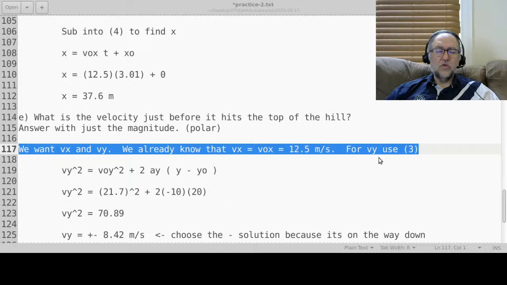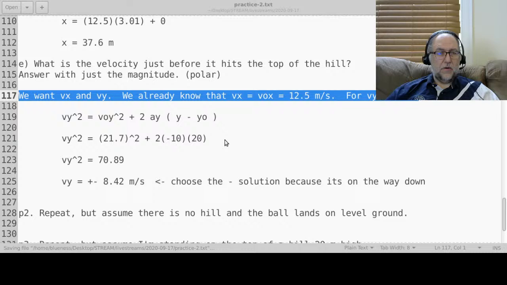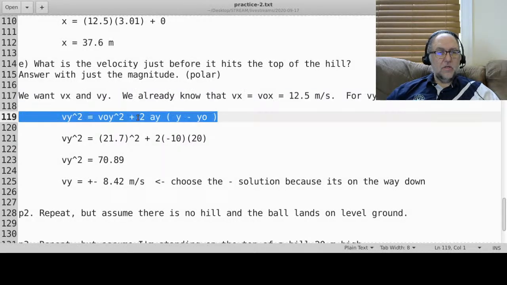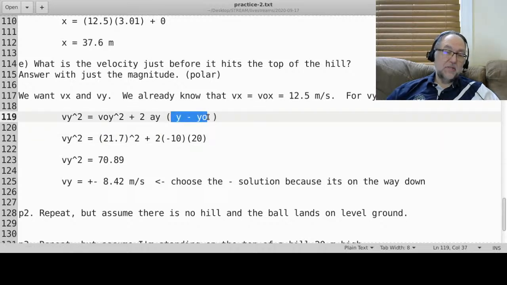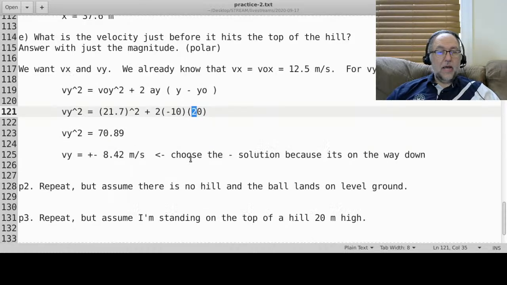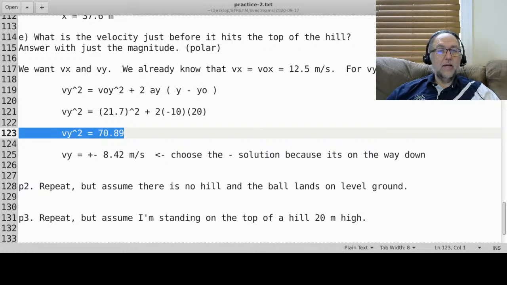And for Vy, you say, well, which equation can I use? You could use either 2 or 3 here. I use 3 on purpose because I want to show you that you actually get 2 solutions there. There was a reason to choose that, but you could choose whichever. There's equation number 3, and we want Vy. We know V naught y, we know ay, we know y, and we know y naught, so I just substituted those numbers in. V naught y was 21.7, ay was -10, y minus y naught, well, y naught is 0, y was 20, so that's 20. Working that through on your calculator, you get that Vy squared is 70.89.